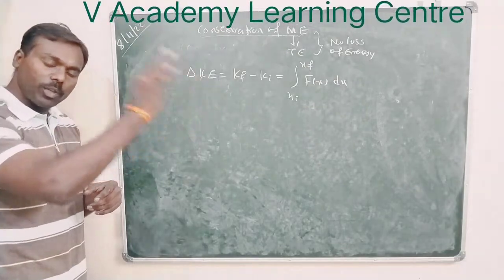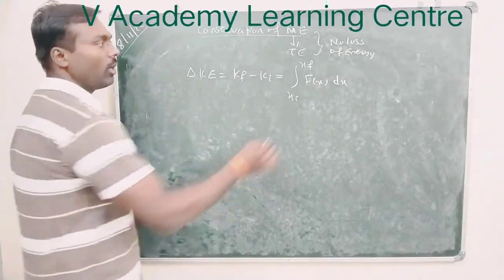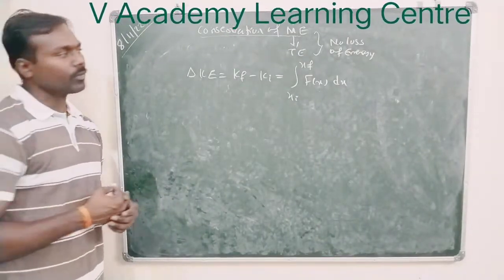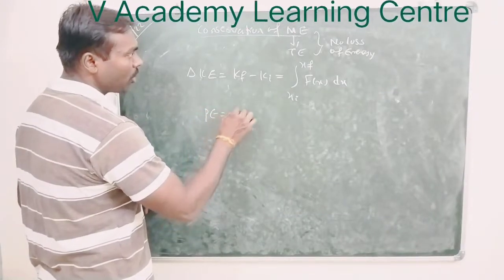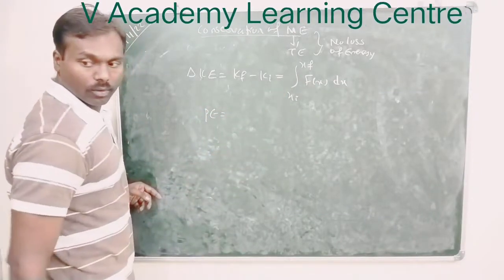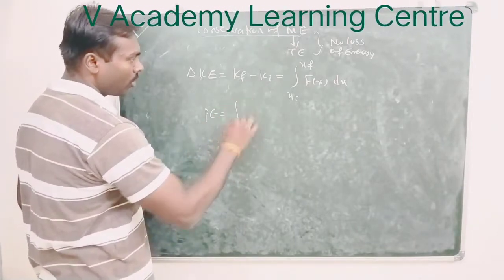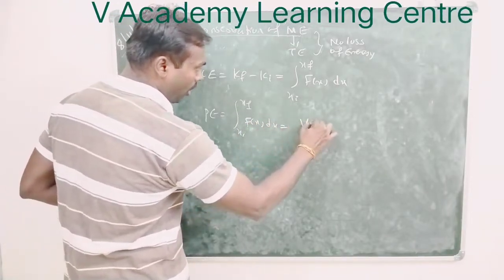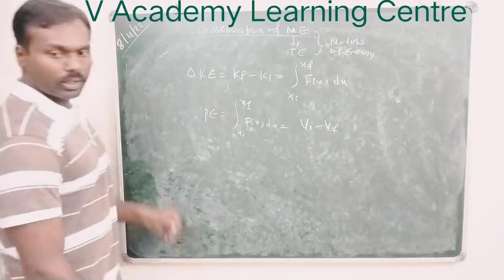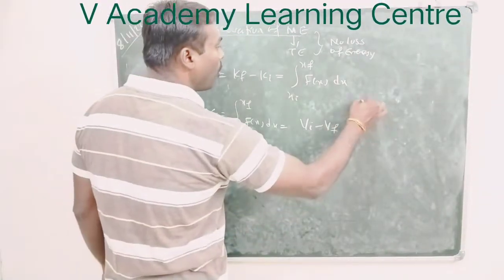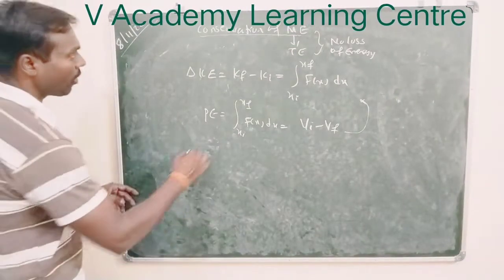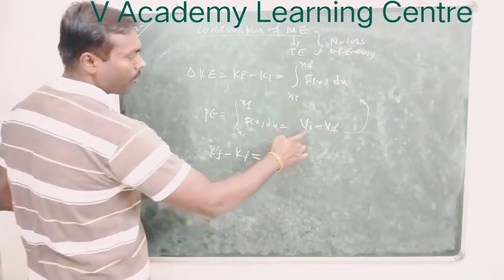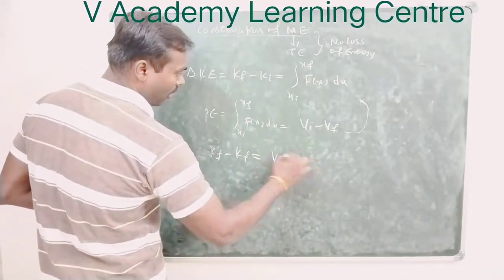But just to recall the previous page, we have a very beautiful term for this. What was that? The change in potential is equal to the integral from xi to xf of F(x) dx, which is equal to Vi minus Vf. Is it available? So let us substitute in our equation. We substitute: final kinetic energy minus initial kinetic energy is equal to Vi minus Vf.